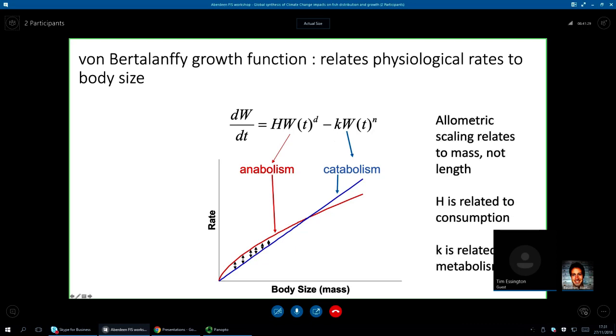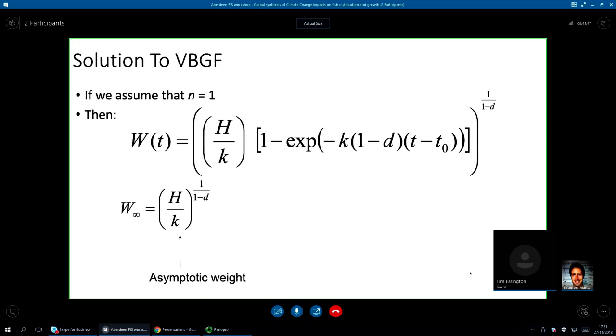Key things here, the allometric scaling relates to mass, not length, even though length is easier to measure. This H is related to consumption, but consumption, of course, isn't everything because it's all the assimilation. K is related to all of the metabolic terms. Okay, so let's take that the next step. That's not the term we normally see. This is a big, ugly equation, but it's going to build us to a more useful equation.